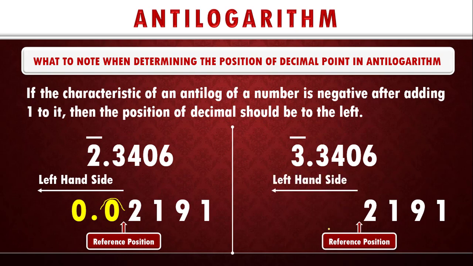Okay, so let me try to show you how to do that. From our reference position, we're going to count 1. So we have to fill in that place with 0, and then we count 2. We fill in that place with 0. You remember that when we added 1 to this bar 3, it gives us bar 2, that is minus 2. And we've counted 2 now, 1, 2. That means our decimal point will be located here. And we have 0.002191. So we can put 0 at the beginning before this decimal, and we have 0.002191 as our final answer.